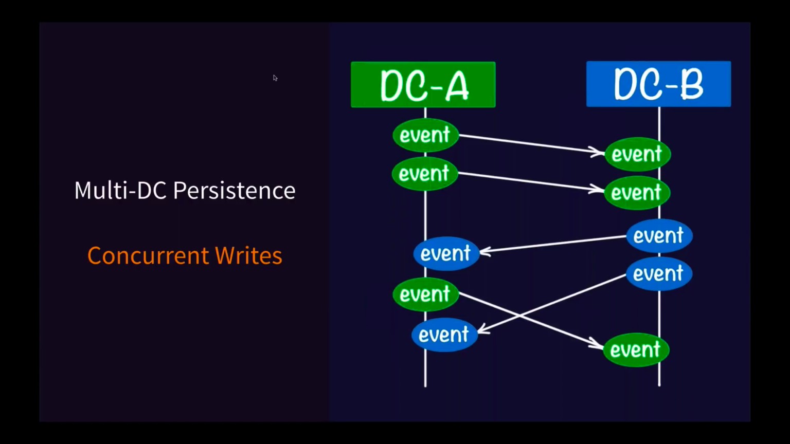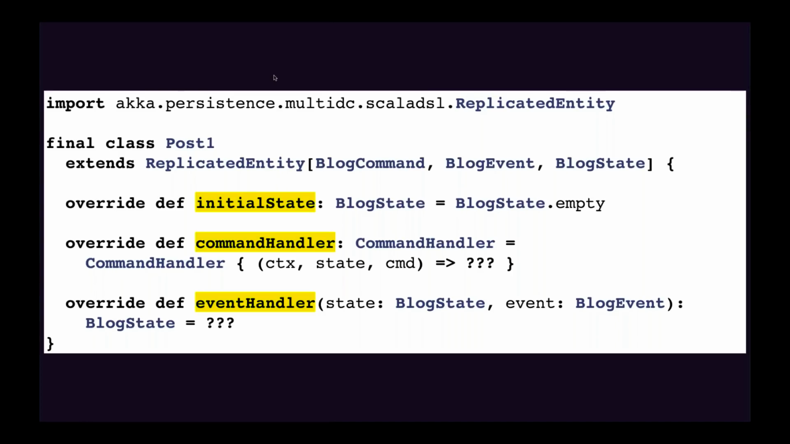So it may not be a fit for all the different scenarios, but if it is, the goal here is that you can have persistence where there's a lot of plumbing built in to give you this replication capability between data centers. As a result, to do this, there's actually a new class. It's called a replicated entity.